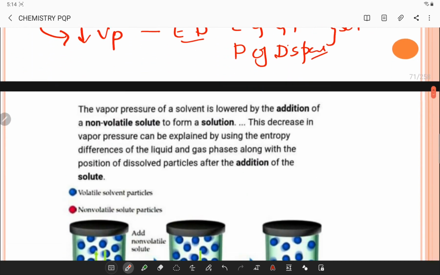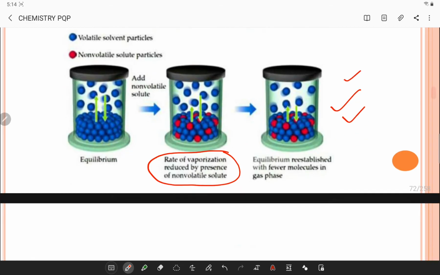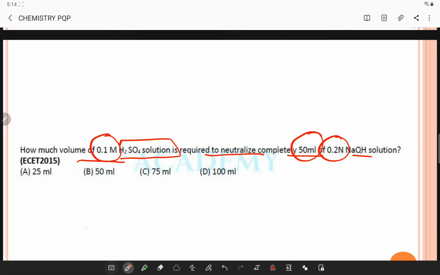Now I can show you a diagrammatic explanation, so here, there is a reduction in rate of vaporization. Okay, so let's go to the next question. How much volume of 0.1 molar H2SO4 is required to neutralize 50 ml of 0.2 normal sodium hydroxide?